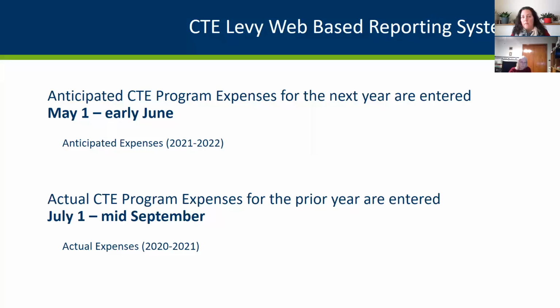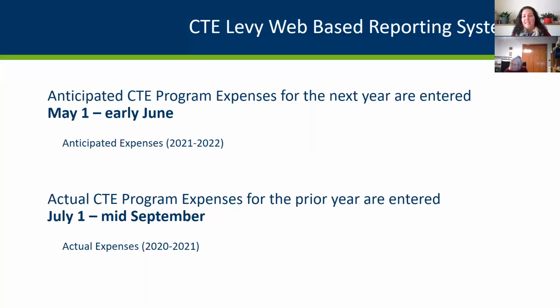I also send out information when I remind you that it's time to go into the web-based reporting system. Those two times of the year that you will be entering information are usually, like I said, the spring and summer. In the spring, you enter anticipated CTE program expenditures for the next year. So starting May 1 of 2021 until early June, you will be entering your anticipated expenditures for the school year 2021-2022.